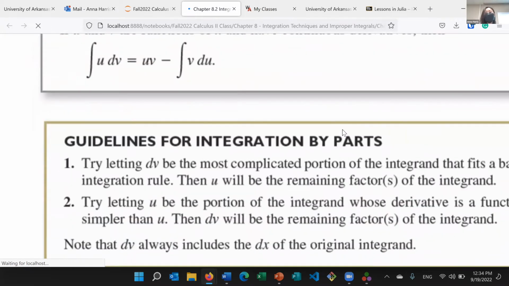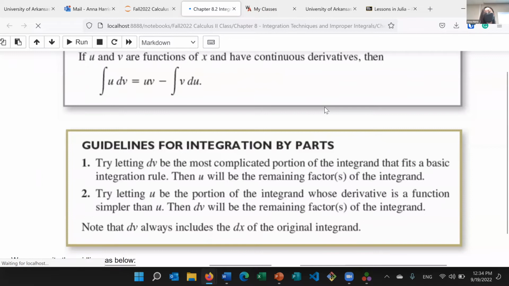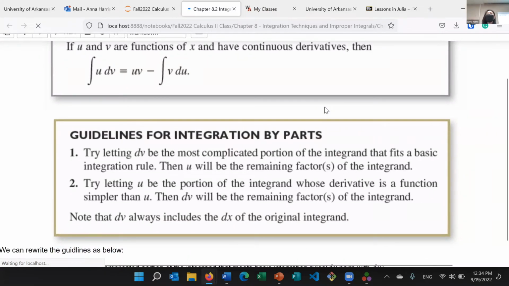Now I need to explain what to choose as your u, because you need to know what is u and what is dv. Otherwise, you don't know how to solve it. This is very important. This is a guideline. It's not always true, but it kind of gives you a frame of what to do when you don't know what to do.